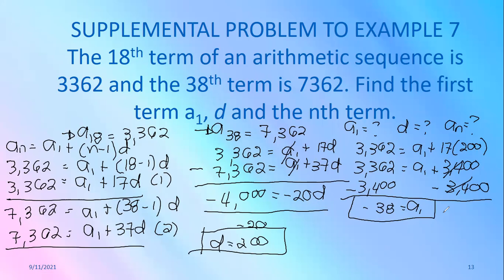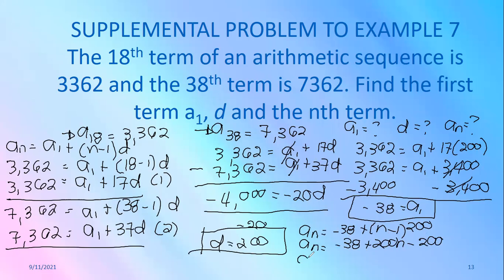Okay, so next, how do we determine the nth term of the arithmetic sequence? Ganito. So a sub 1, a sub n natin. So we already have your first term and common difference. We have negative 38, so plus n minus 1 multiplied by 200. Okay, so we simplify the equation. So a sub n, which is equal to negative 38, so plus 200n minus 200.